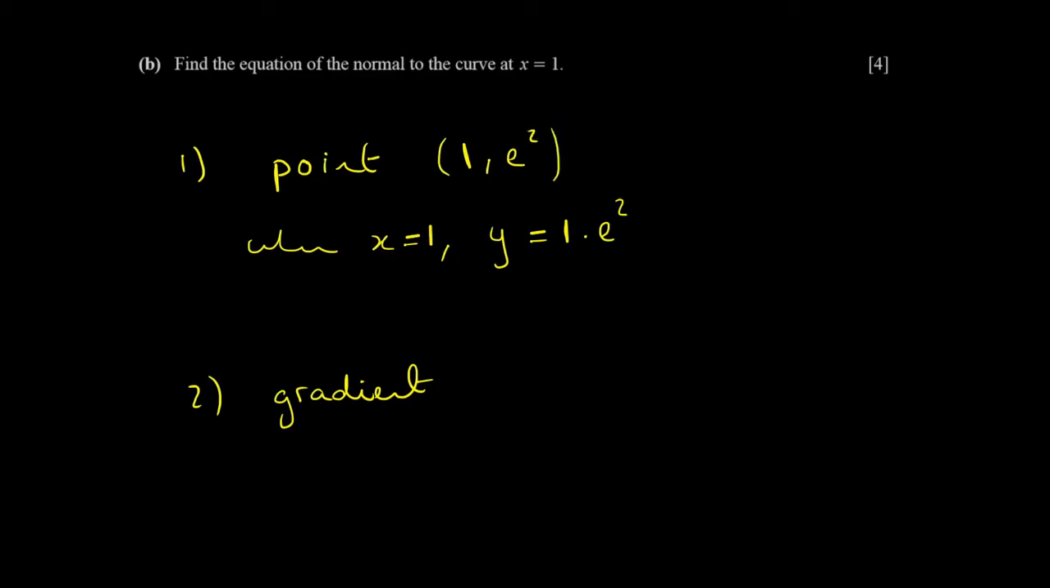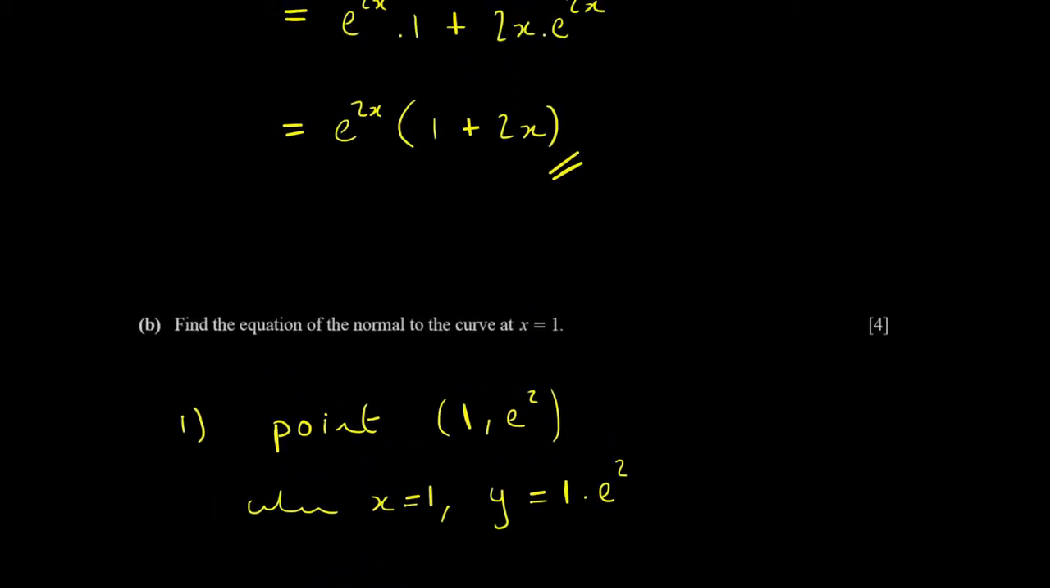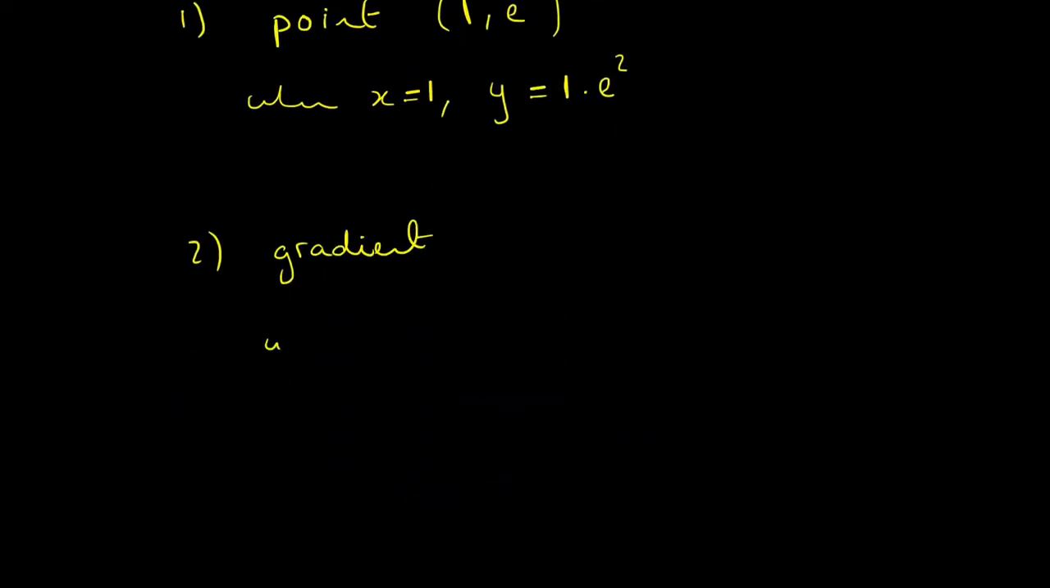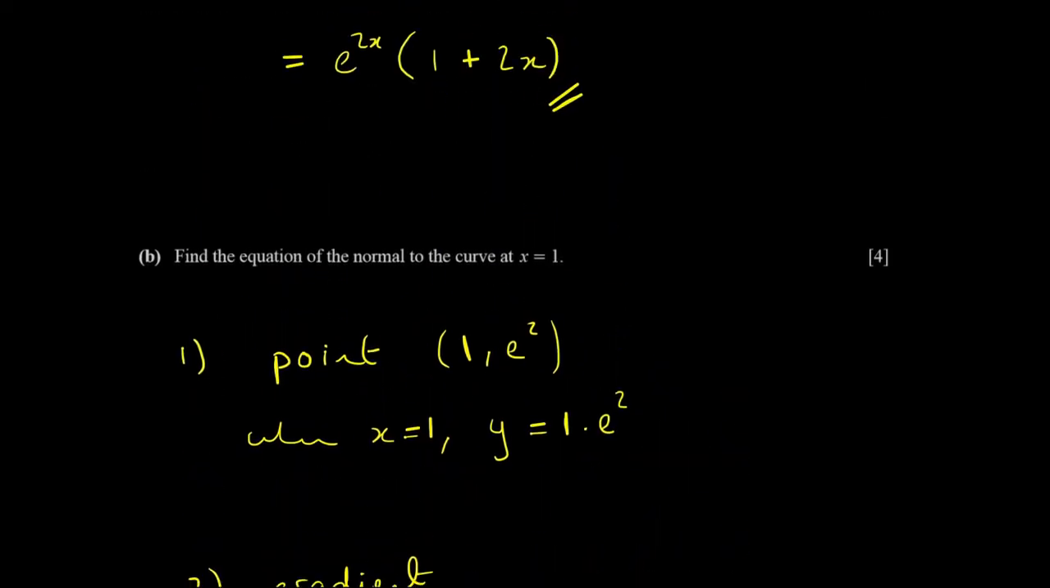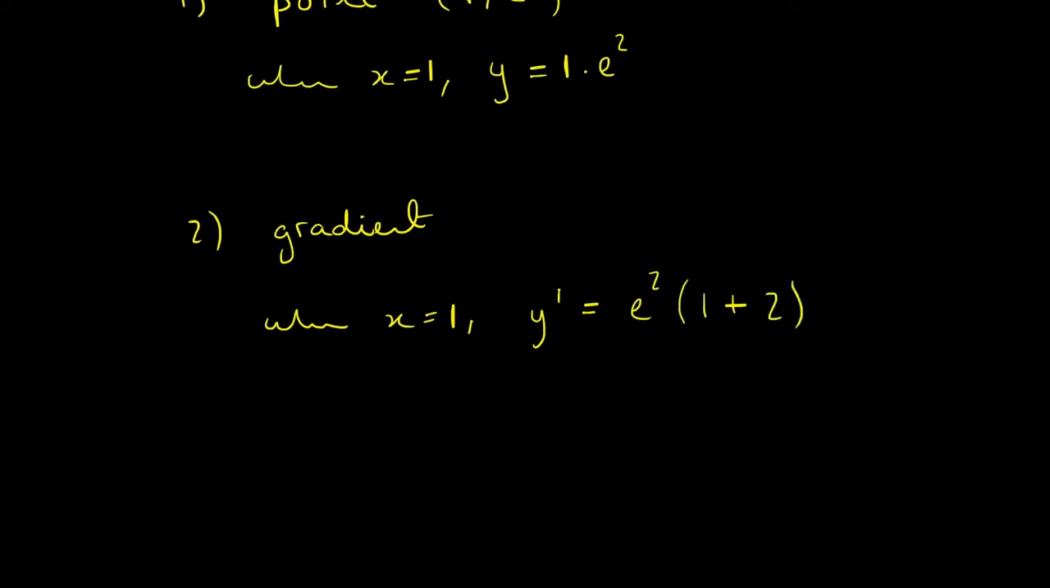All right, the gradient. Now, the gradient of the tangent is given by dy dx. So let's first find that. We found dy dx is e to the 2x bracket 1 plus 2x. So when x is equal to 1, dy dx is equal to e to the 2 times 1 bracket 1 plus 2 times 1. So we end up with 3e to the 2.